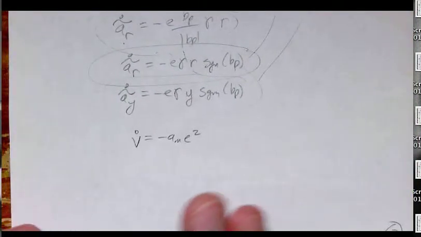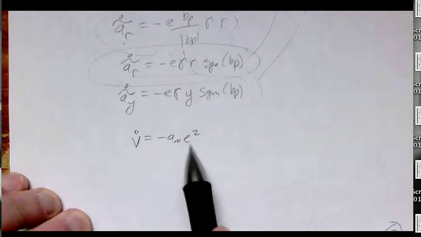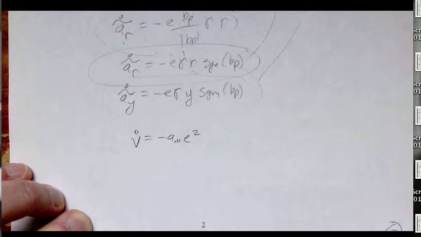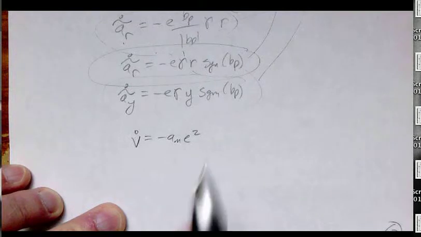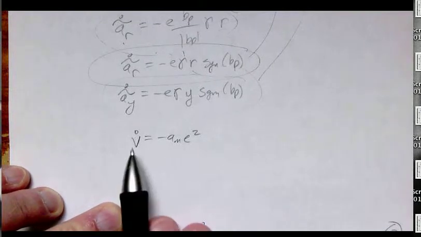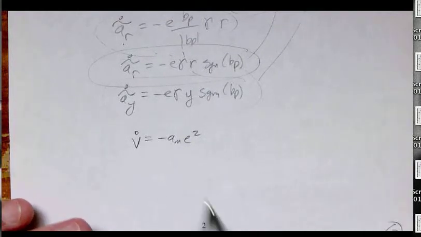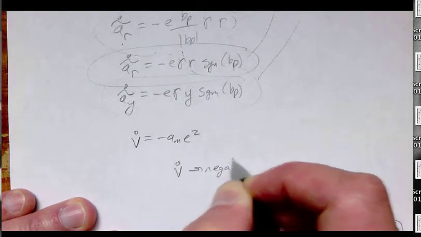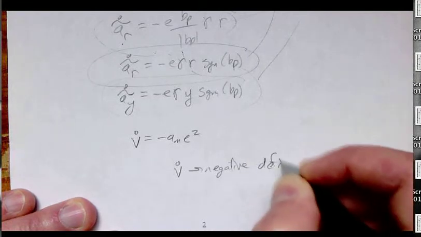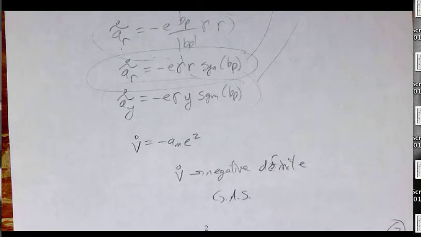Important, again: I keep seeing on some quizzes what seem like minor mistakes, but they are failures to properly execute the Lyapunov theorems. This is not negative semi-definite. This is negative definite. The only way that V dot can be 0 is if the error has gone to 0. So V dot is negative definite. So I'm going to go with GAS right off the bat.